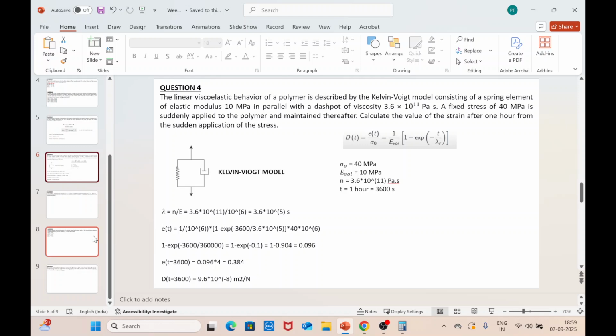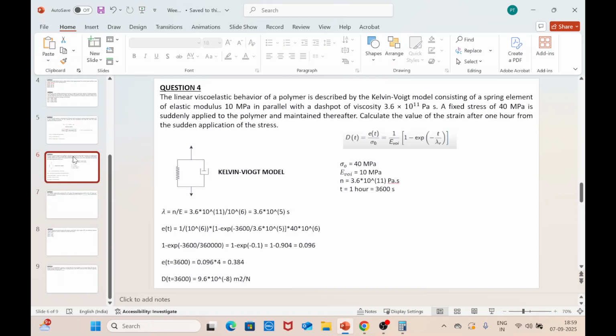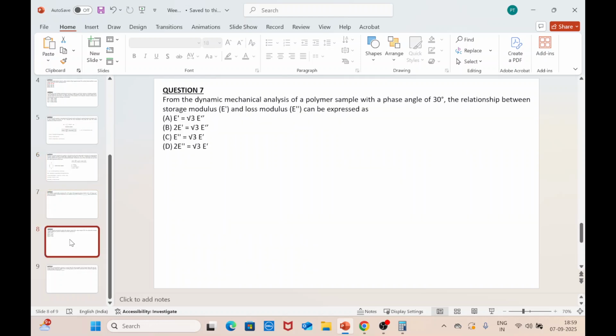Then if not, we can go towards this question, because you can take this as a task. It's about just calculating the relaxation time of the polymer. Since you now know how to calculate, it's just going to be a mere division problem rather than having to deal with the concept of viscoelasticity.